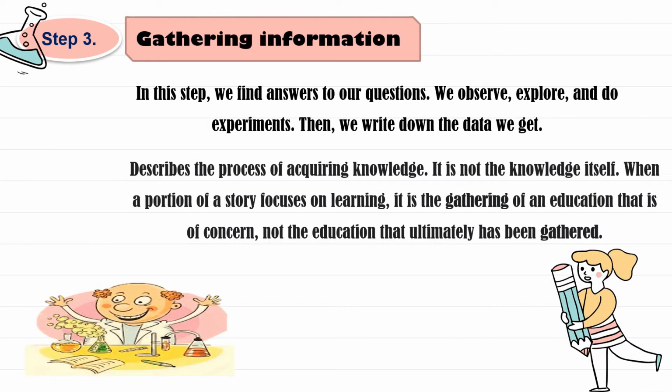Number 3, gathering information. In this step, we find answers to our questions. We observe, explore, and do experiments. Then we write down the data we get. It describes the process of acquiring knowledge, not the knowledge itself. When a portion of a story focuses on learning, it is the gathering of an education that is of concern, not the education that ultimately has been gathered.